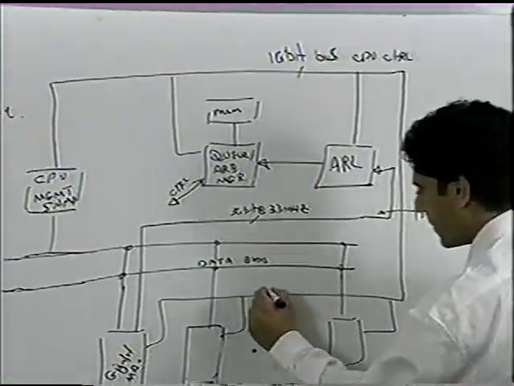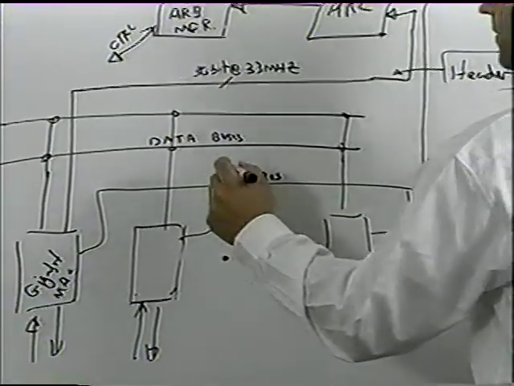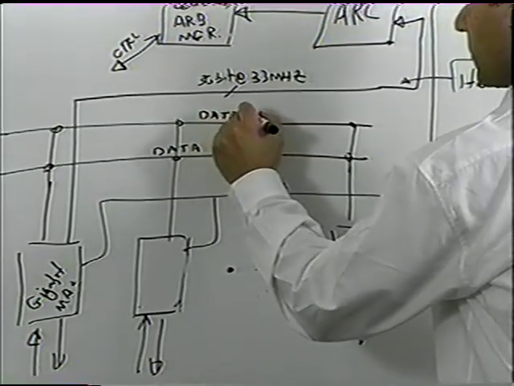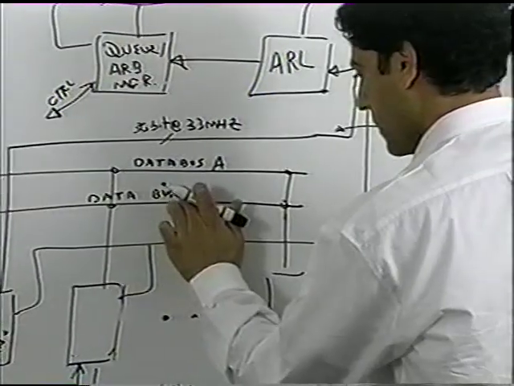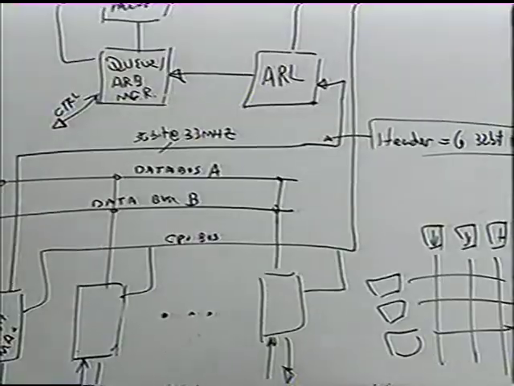So we'll write down here again, CPU bus. Now this is data bus, what we call A, and let's call this one data bus B. Okay.